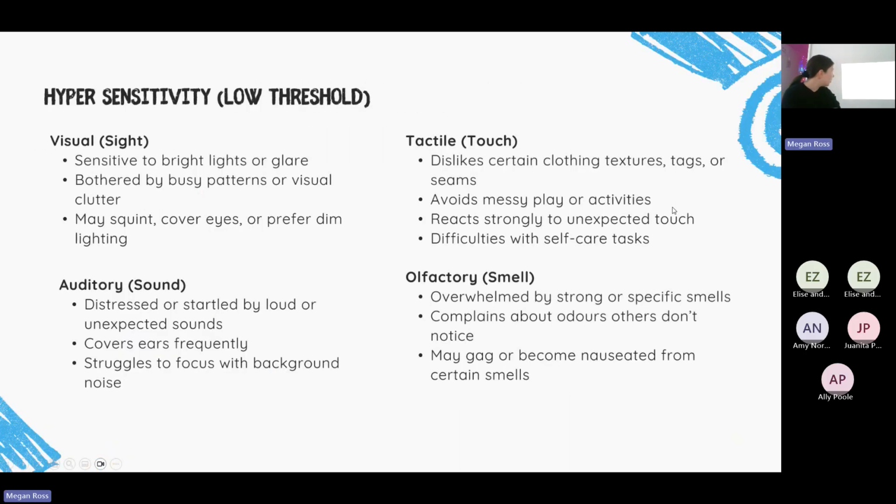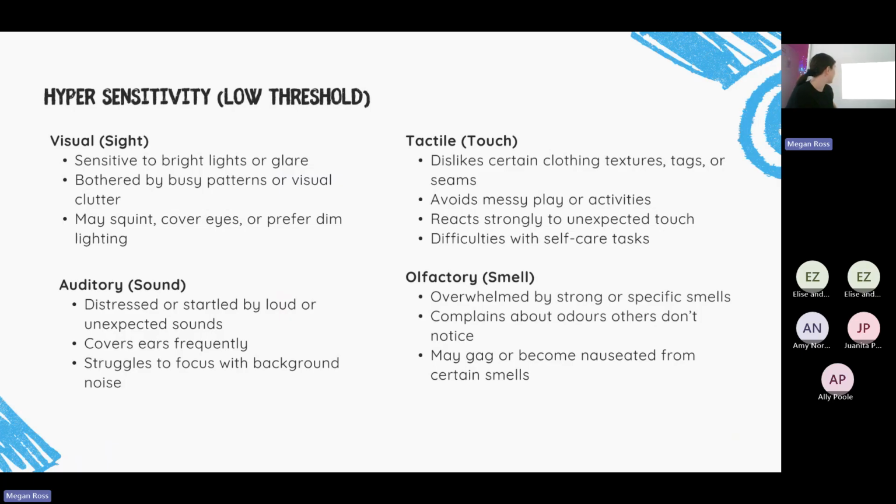Okay, so I thought we could talk through a little bit about what hypersensitivity or a low threshold, and the other way, what hypo or a high threshold might look like for different senses. This is not an exhaustive list. This is not an extensive list. It's just touching the surface, but I wanted to include a couple of dot points to prompt us with things to talk about or give us a couple of ideas of what it could look like.